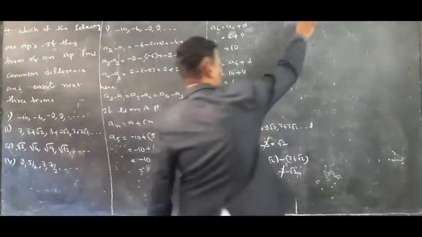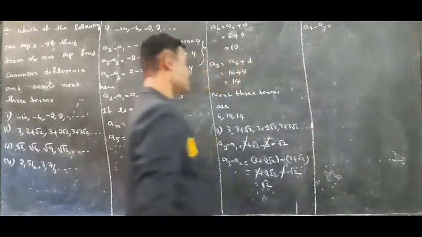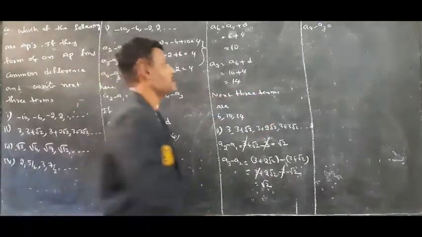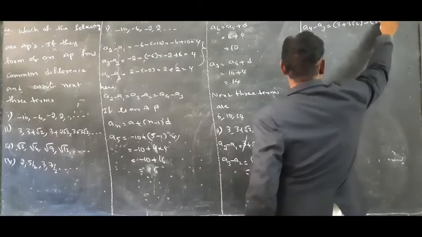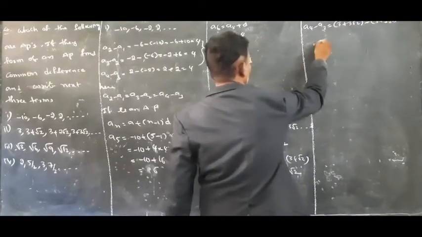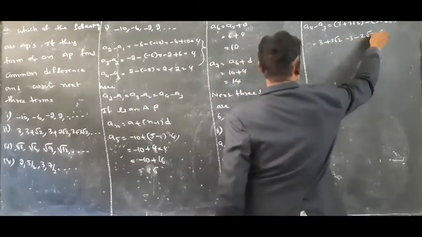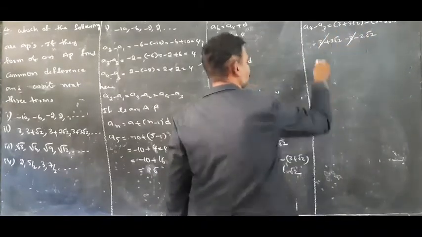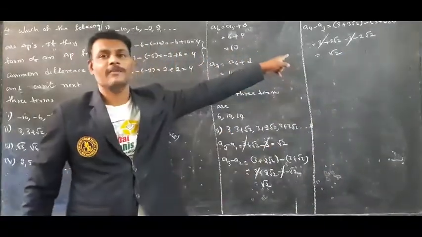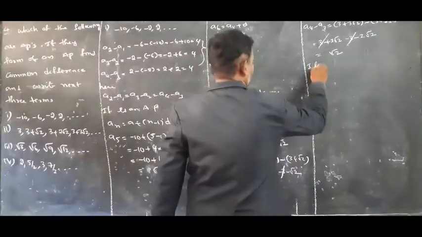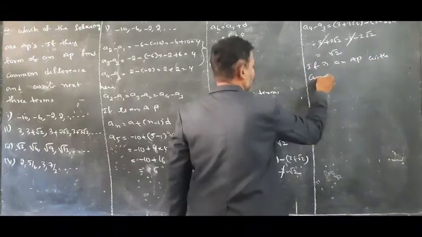Next, what do I need here? A4 minus A3. What about the fourth term here? 3 plus 3 root 2 minus 3 plus 2 root 2 is equal to 3 plus 3 root 2 minus 3 minus 2 root 2. The 3 and minus 3 cancel. 3 root 2 minus 2 root 2 is nothing but 1 root 2. So every time the common difference is equal. It is an AP with a common difference.